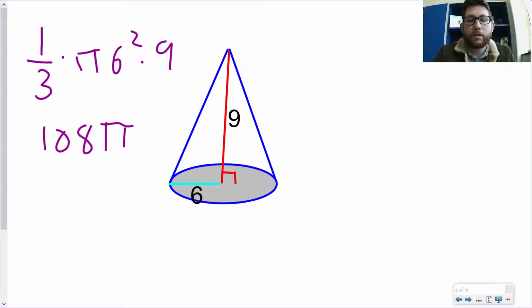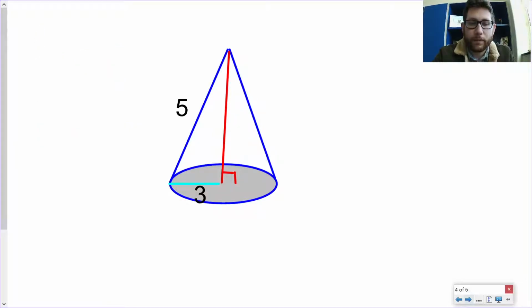Now, you could always multiply 108 times pi, and that would end up getting you a decimal answer. And if you're rounding to the nearest tenth, that's what you would be looking for. If you're looking for terms of pi, then it would be 108 pi.